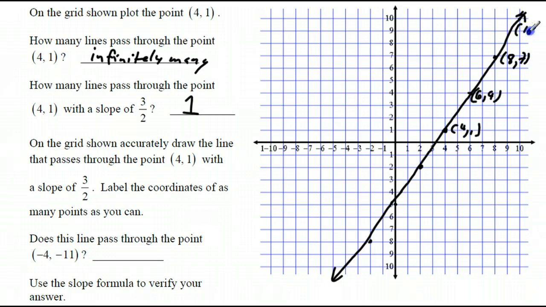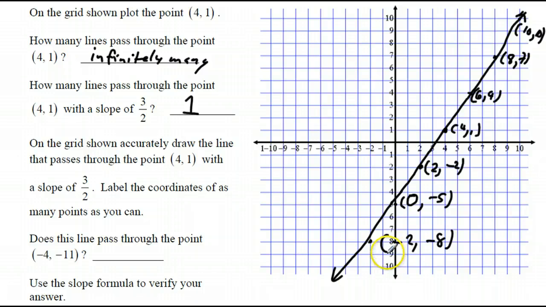We got the point 10, 10. We've got the point 2, negative 2. We've got the point 0, negative 5. We got the point negative 2, negative 8. And can I get one more? What's the slope again? 1, 2, 3. No. So that's all we're going to see.